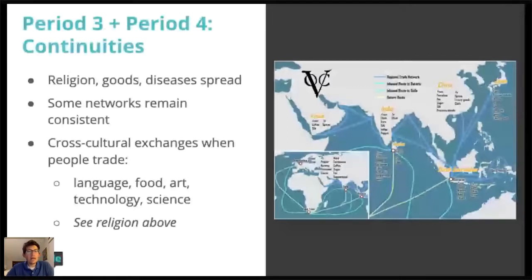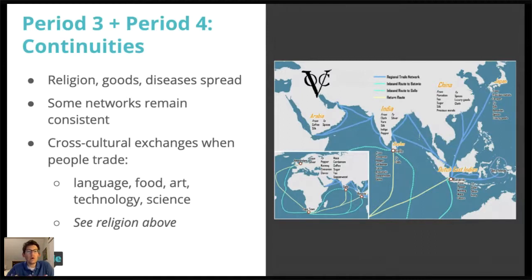Secondly, some networks do maintain their consistency across these time periods, right? The Indian Ocean is still a prominent trade network even to this day. It was king in time period 3. The Atlantic takes over in time period 4, but that doesn't mean trade disappears in the Indian Ocean. In fact, in time period 4, there's even more trade in the Indian Ocean. It just happens that the Atlantic has a massive amount.